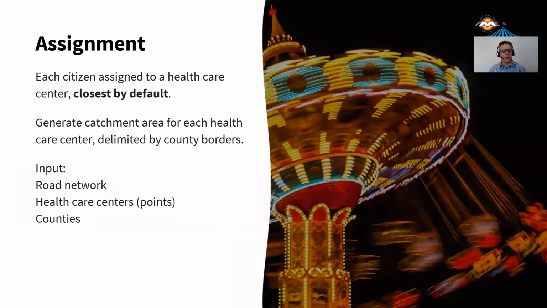So the assignment here: I worked for a regional authority which administers healthcare in the region. Each citizen should be assigned to a healthcare center, and that should be the closest healthcare center by default, so the closest when traveling in a road network. My task was to generate catchment areas for those healthcare centers, delimited by county borders. As input for this, I had a road network, healthcare centers as points, and counties.